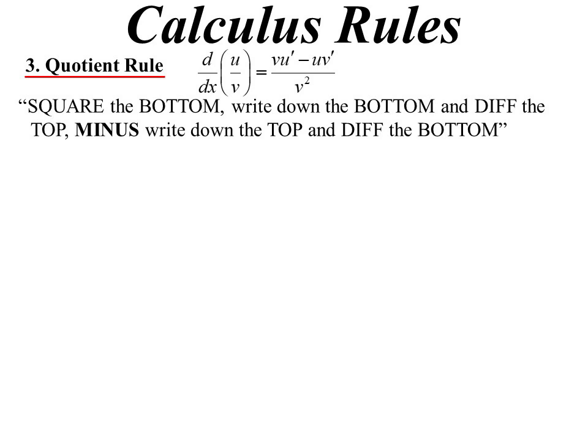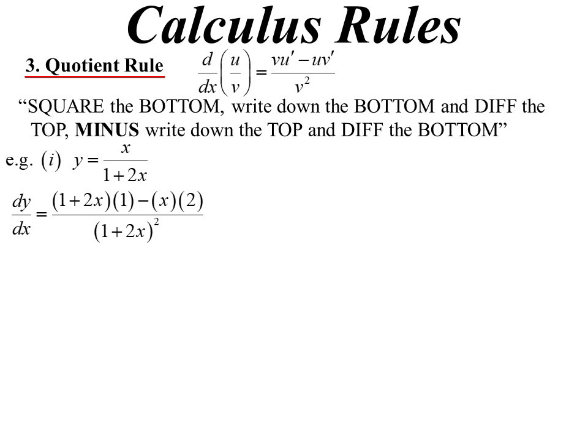This is how I do it. Square the bottom, write down the bottom, diff the top, minus write down the top and diff the bottom. Again, it's one of these ones, you do it as you say it and then you're just doing the steps. Let's have a look at an example of how we use it. So something like this: x over 1 plus 2x.